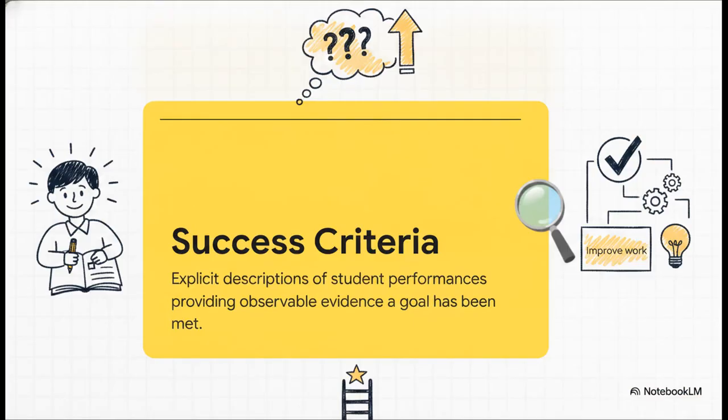Before we can build these things with our students, we need to be clear on what they actually are. So here's our working definition. Success criteria are explicit descriptions of student performances. It's exactly what students will say, do, make, or write that provides observable evidence that a learning goal has been met. These criteria basically help students answer 3 huge questions.